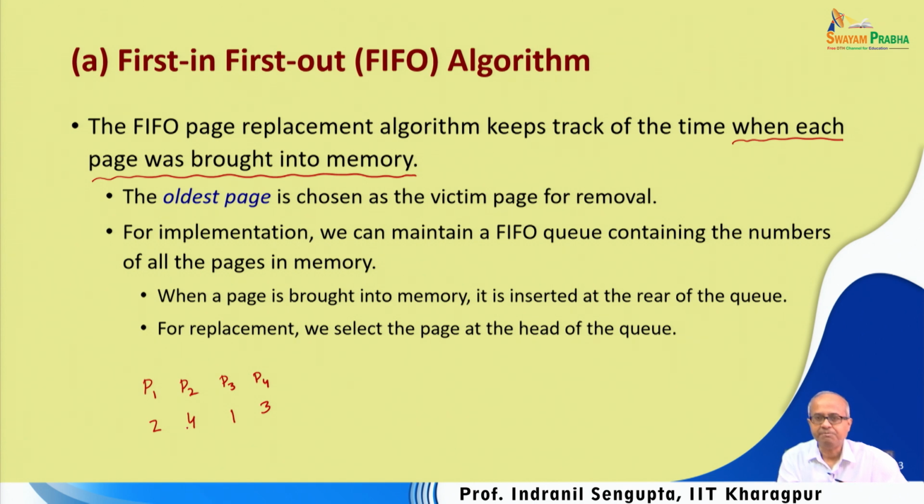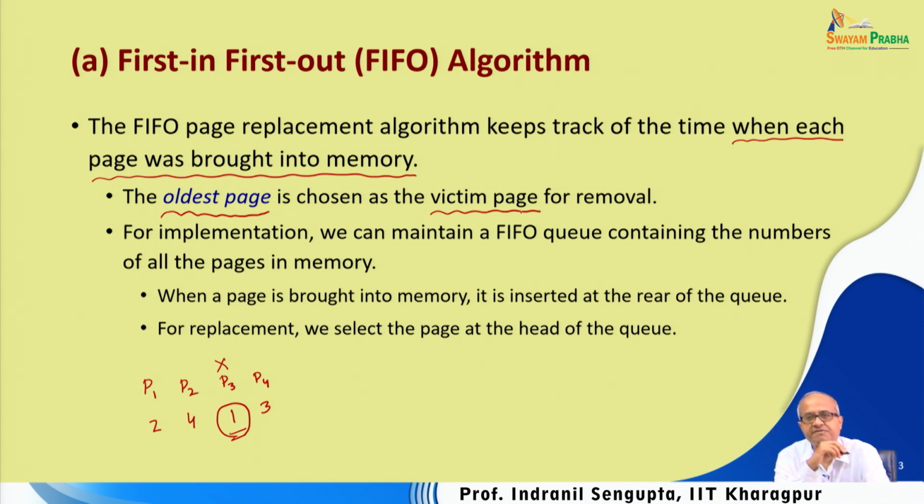Now, when you select a victim page, try to find out which page was brought in the earliest, which is the oldest page. So, look at the number which is smallest. This is the oldest page. So, P3 will be selected as the victim page for removal. This is the basic idea. In this method the strategy is that the oldest page, the page which was brought into memory longest back, will be chosen as the victim page, and that is the page you remove.